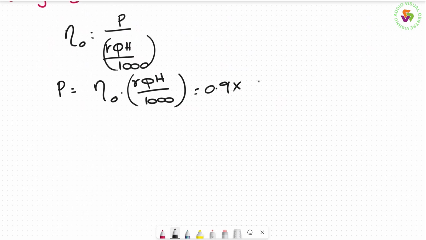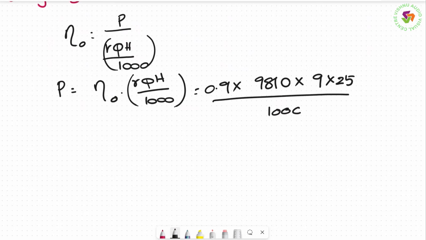0.9 into 9810 into Q is 9, head is equal to 25, divided by 1000. So you are going to get 1986.5 kilowatts. So this is the first answer. What is the second answer? Specific speed.